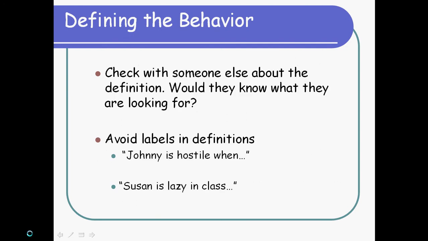One of the ways that you can check to see if you have a good operational definition is to check with someone else. Would they know what they're looking for based on a definition? You also want to avoid labels and definitions. So if we say Johnny is hostile when X, Y, or Z happens, hostile doesn't really define for us what that looks like. Similarly, Susan is lazy in class when X, Y, or Z. The term lazy doesn't really show us what Susan is doing or what it is that we're concerned about.